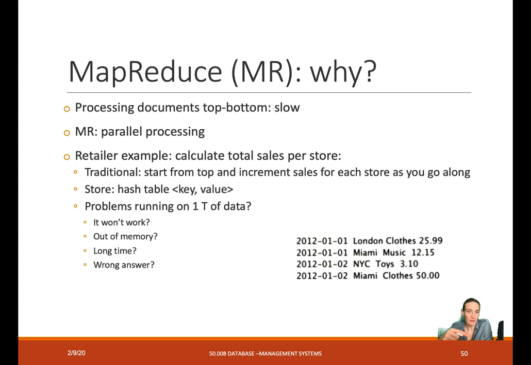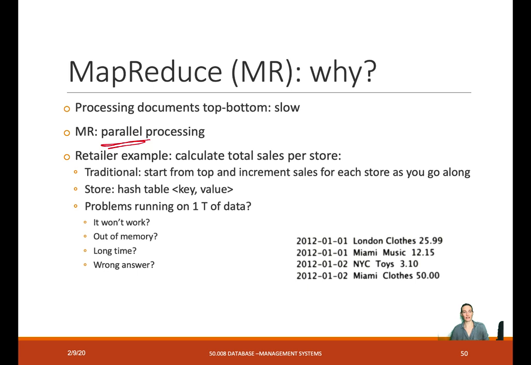So MapReduce, why do we use it? If we don't know how to store our files, how do we retrieve the files or process them on the cloud and then retrieve them? When we have a super long text document and we want to process it top to bottom, it's really slow. So MapReduce allows for parallel processing, which is what we want in cloud storage.